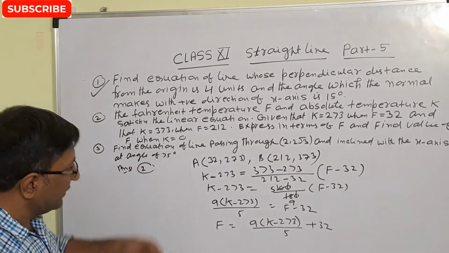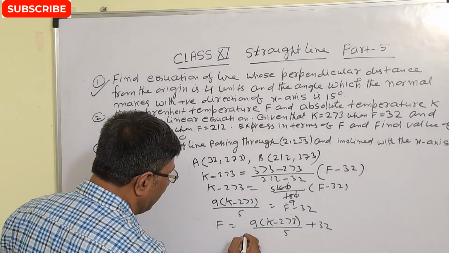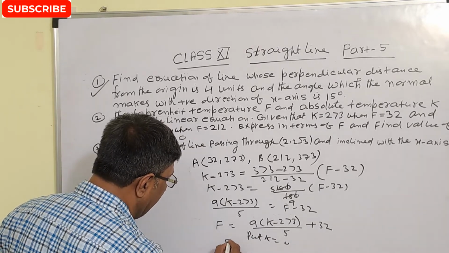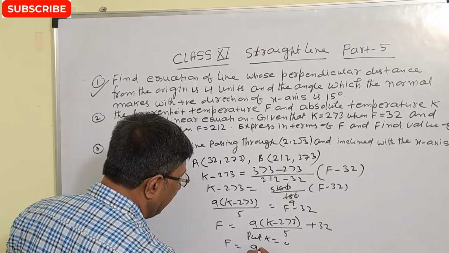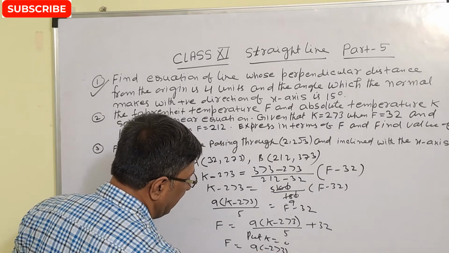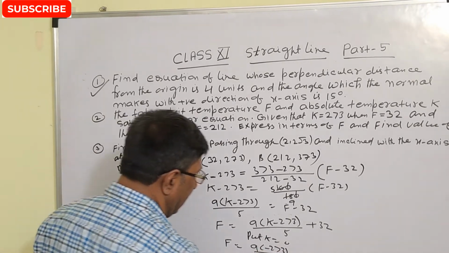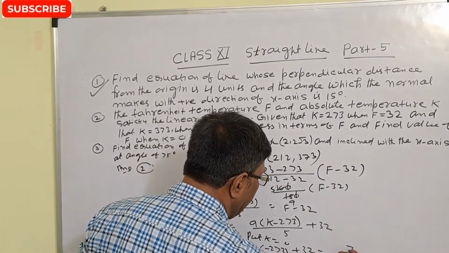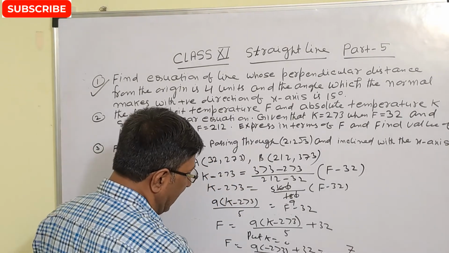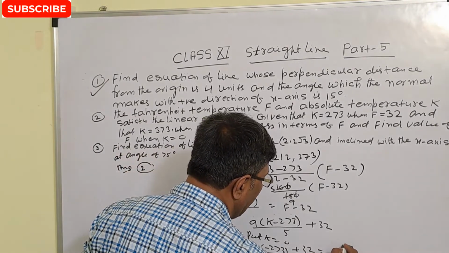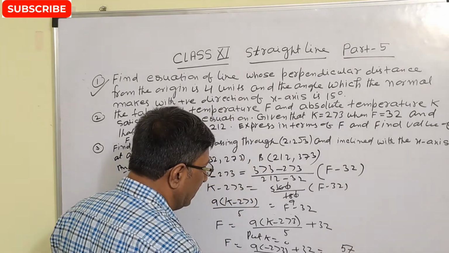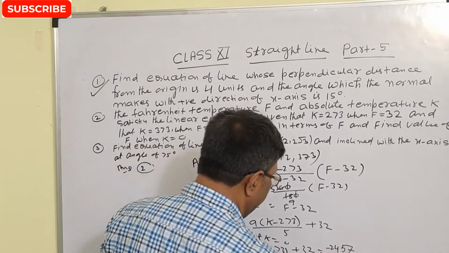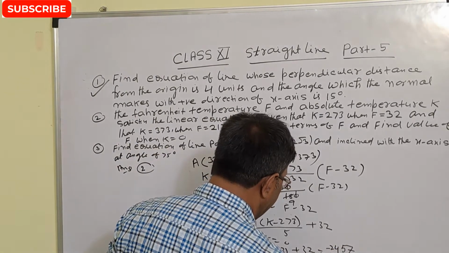Find the value of f when k is 0. So now put k equal to 0. Then f equals what? That is 9 into minus 273 upon 5, plus 32. So 9 3s are 27, carry 2. 9 7s are 63 and 2 is 65. 9 2s are 18 and 6 is 24. So minus 2457 divided by 5, plus 32.